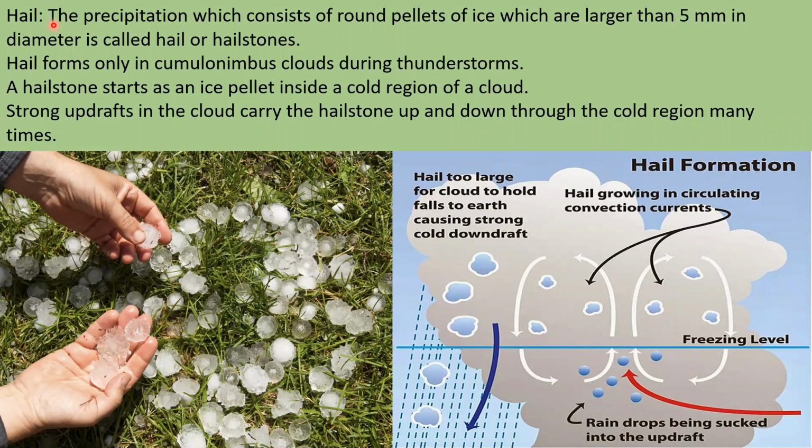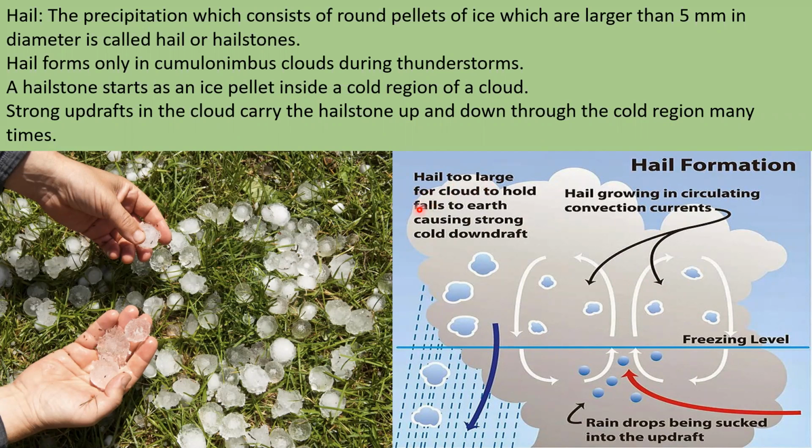Hail or hailstones. The precipitation which consists of round pellets of ice which are larger than 5 millimeter in diameter is called hail or hailstones. Hail forms only in cumulonimbus clouds during thunderstorms. A hailstone starts as an ice pellet inside a cold region of a cloud. Strong updrafts in the cloud carry the hailstone up and down through the cold region many times. And this picture explains the formation of a hailstone.